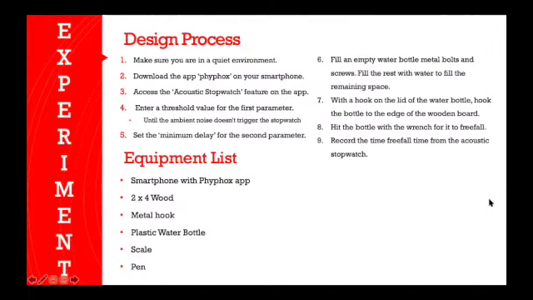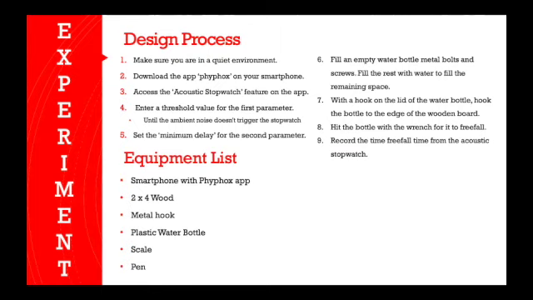For our design process, I'm going to run us through the procedure step by step. First and foremost, you want to make sure that you are in a quiet environment. Next, download the app Physics on your smartphone. You're going to want to access the acoustic stopwatch feature on the app, and then enter a threshold value for the first parameter. You'll know that you have your first parameter when the ambient noise doesn't trigger the stopwatch. Next, you're going to set the minimum delay for the second parameter.